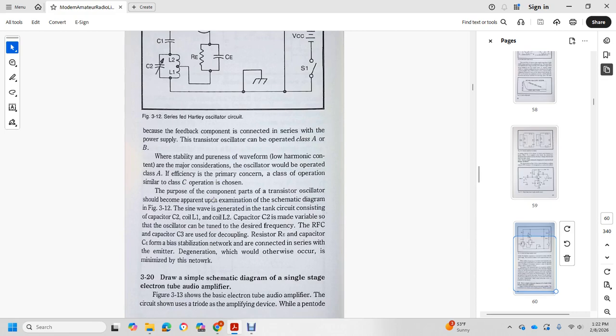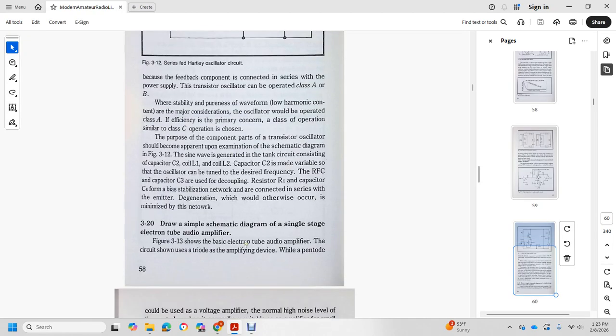Similar class C operation chosen. The purpose of the components in the transistor oscillator should become apparent with examination of the schematic diagram, figure 3-12. The sine wave is generated with a tank circuit consisting of capacitor 2, coil 1 and 2, and inductor and capacitor 2 with a variable capacitor for the desired frequency. The RFC, capacitor 3 with a decoupling resistor on the emitter bias stabilization network connected in series with the emitter, degeneration would otherwise occur, is minimized.